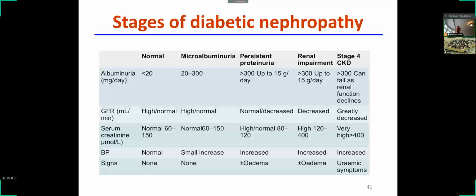Your creatinine levels will start to go up. Your blood pressure is going to go up tremendously as it goes forward. And you'll start to have signs of edema as your protein levels go up, and now your albumin levels go through the roof and your blood pressure goes up.